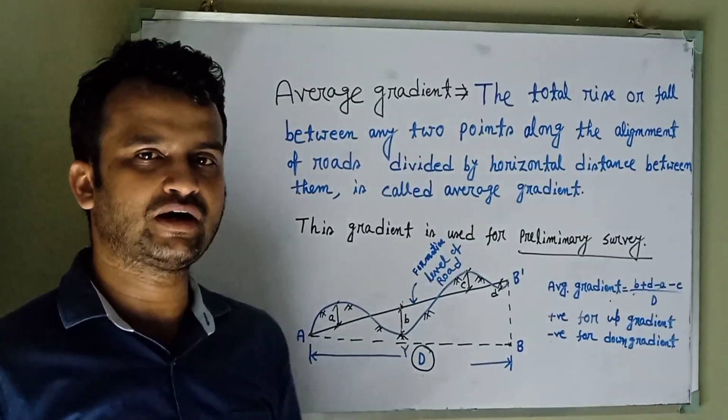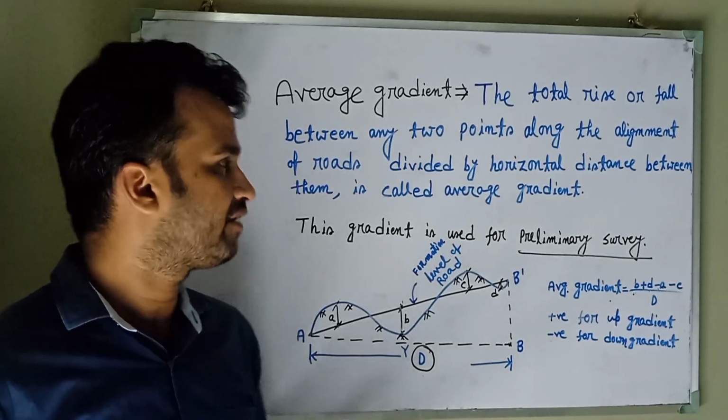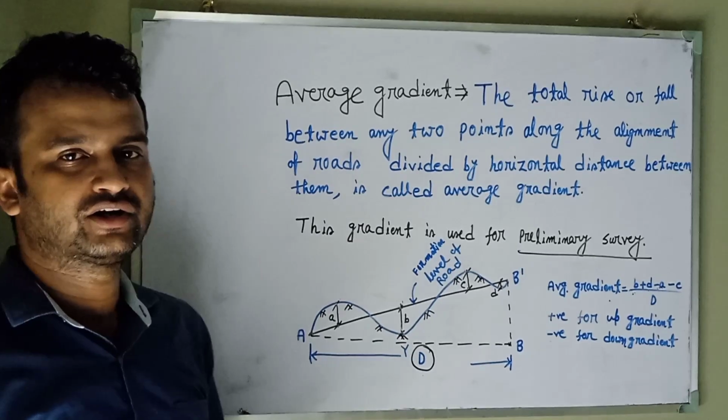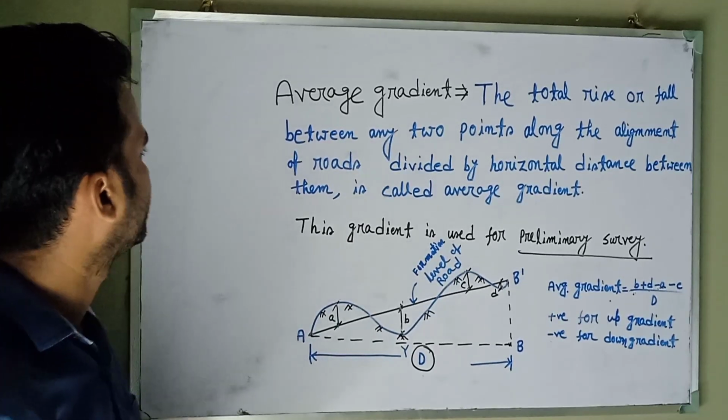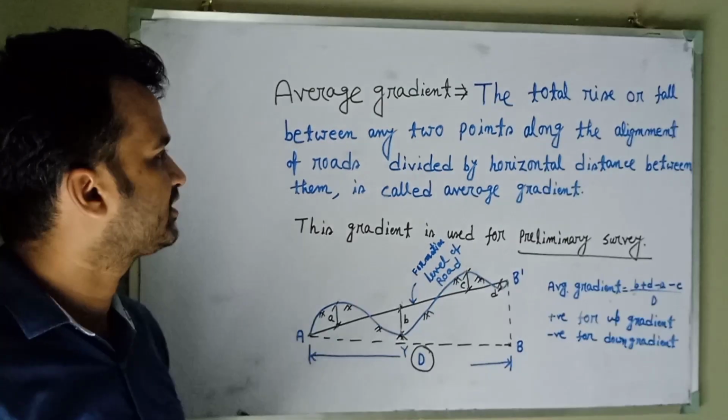In the last video, out of 6 important gradients, we have already discussed 4 types of road gradient. Now the remaining two we will discuss. First of all, we will discuss the average gradient. So what is average gradient?